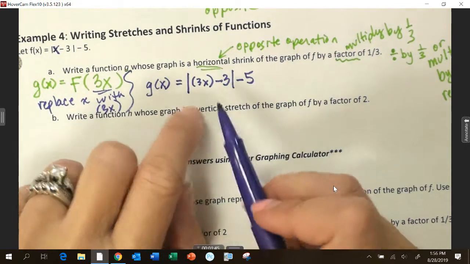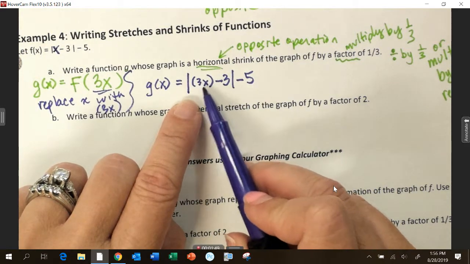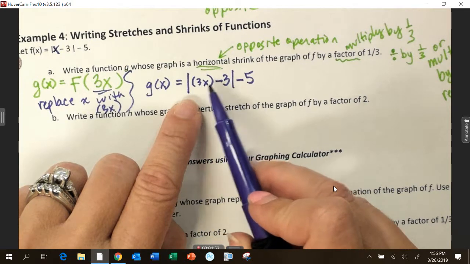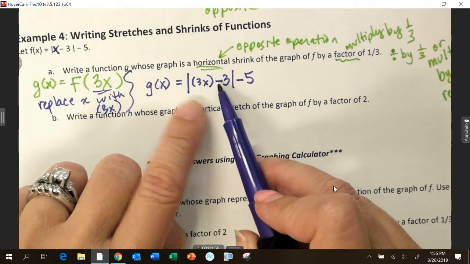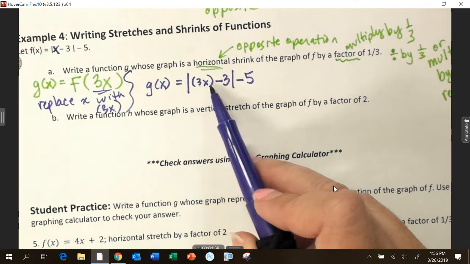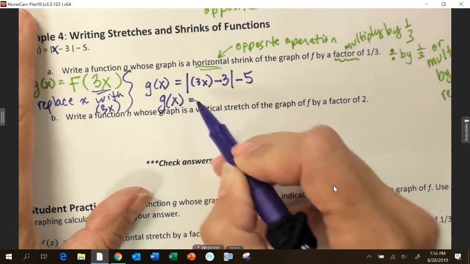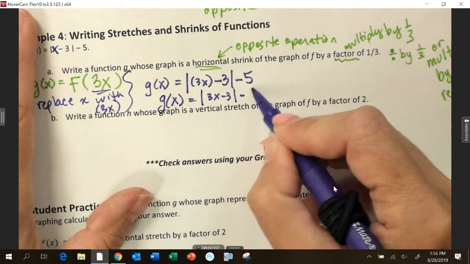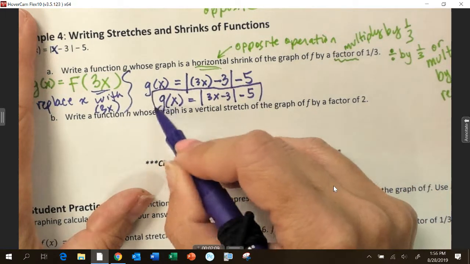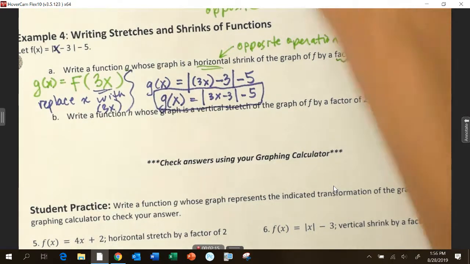Now, I'm not multiplying anything with this parenthesis 3x. I can't subtract the 3 because they're not like terms. I can't really absolute value that either because I don't know what x is. So the only thing I can do for this one when I go to simplify it is absolute value, just 3x minus 3, close absolute value minus 5. All I needed to do was just get rid of those parentheses. Sometimes the parentheses are really needed, sometimes they're not, like this one. It just depends what kind of equation you have.